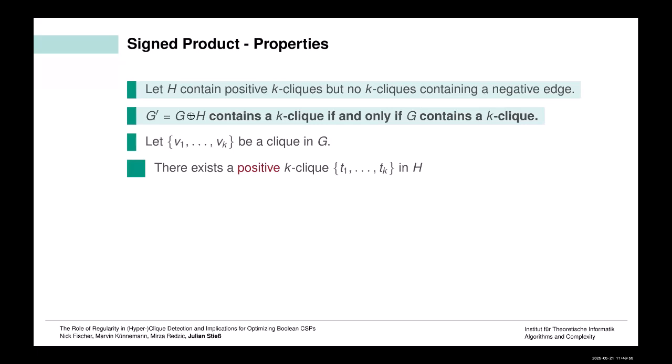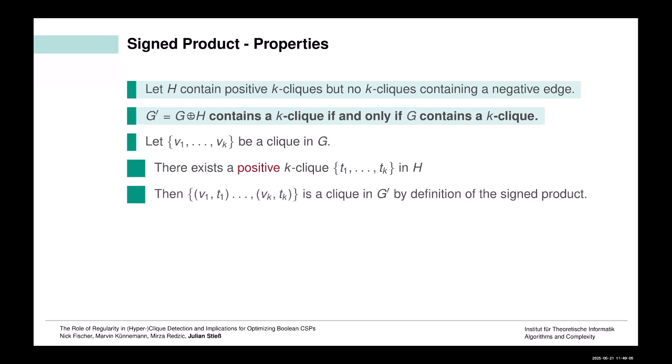Okay, so how can we see this? Well, let's assume there's a clique V1 to VK in G. Then we also know, just by assumption, that H also contains a positive K-clique. So just by the definition of our product, the combined vertices will also form a clique in our product graph, and in fact also all permutations in that case. So that's good. If our original graph has a clique, then also G prime will have a clique.